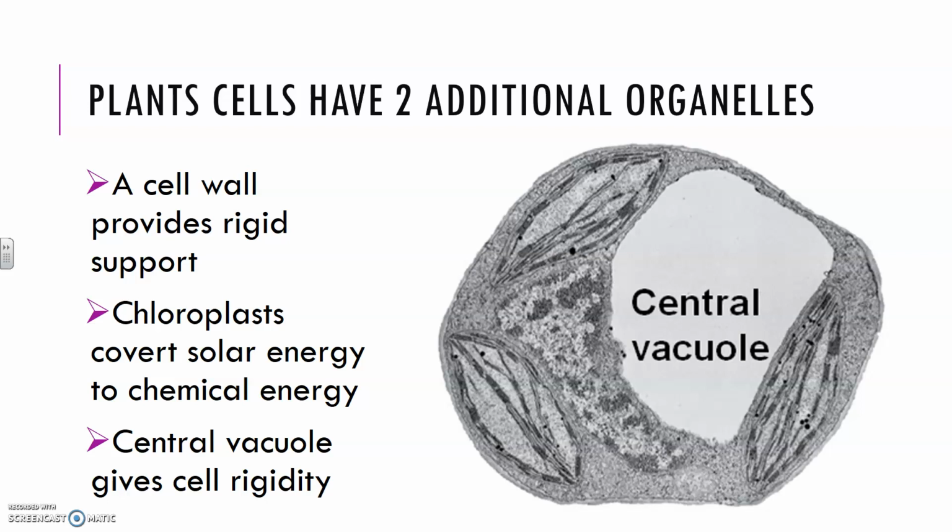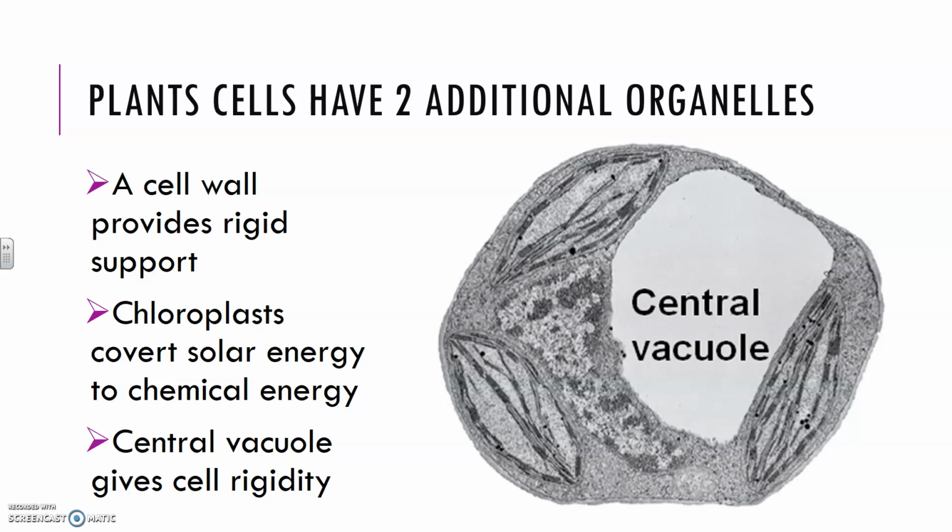The central vacuole in a plant is the only vacuole that is found in a plant cell, and it's huge. So you can see it actually takes up most of the space inside the cell. And that is where the cell will store its water, because it needs water in order for the chloroplast to work. And we'll get into all of that later. But the central vacuole is also used to give the cell rigidity.